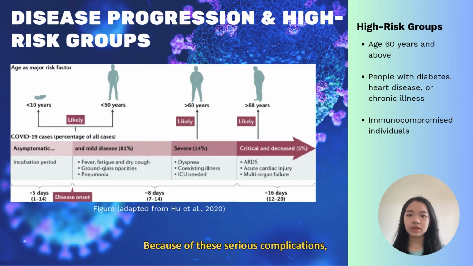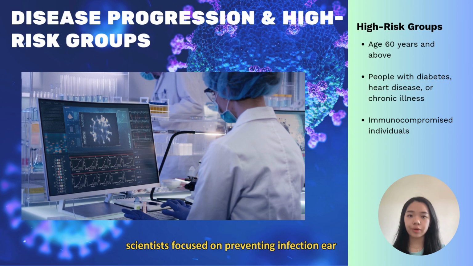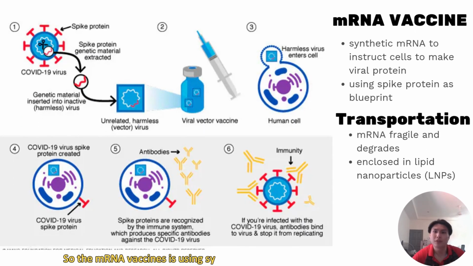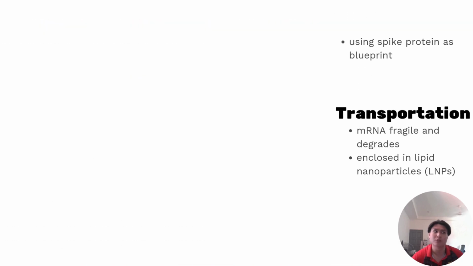Because of these serious complications, scientists focus on preventing infection earlier. One of the most effective results of this effort is the development of the mRNA vaccine. The mRNA vaccine uses synthetic messenger RNA to instruct the cell to make viral protein. This will be focused on the spike protein as the blueprint. Because mRNA is fragile and easily degrades, it is transported using enclosed lipid nanoparticles.